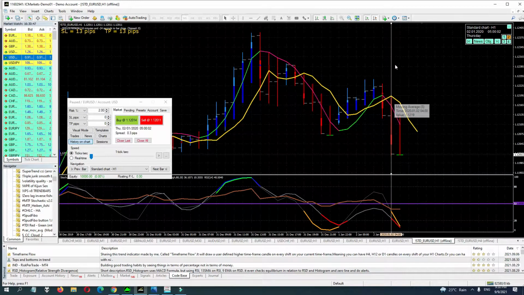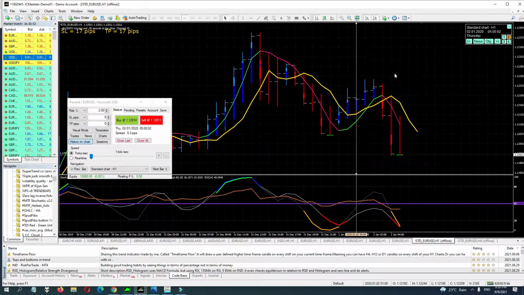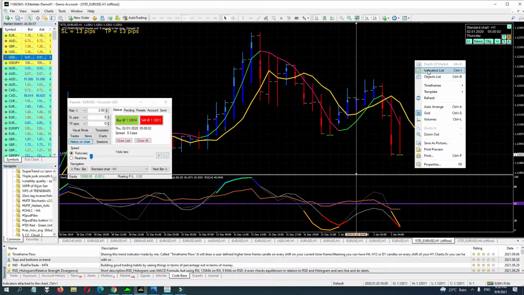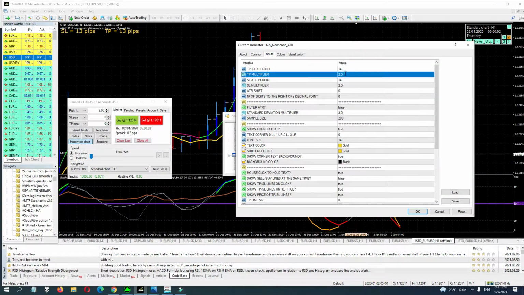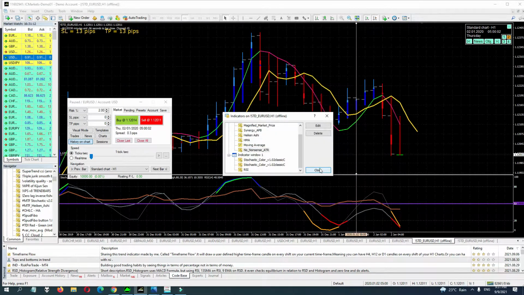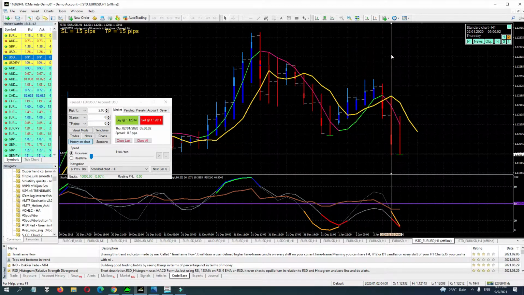So this is the original strategy. Stop loss is 2 candles back. But in this test, I'm going to use ATR instead because it's faster to backtest. So I use this indicator, No Nonsense ATR. So I put 2 and 2: 2 times ATR for stop loss and 2 times ATR for take profit. I'm just going to target 1-to-1 first to see if this has any edge.